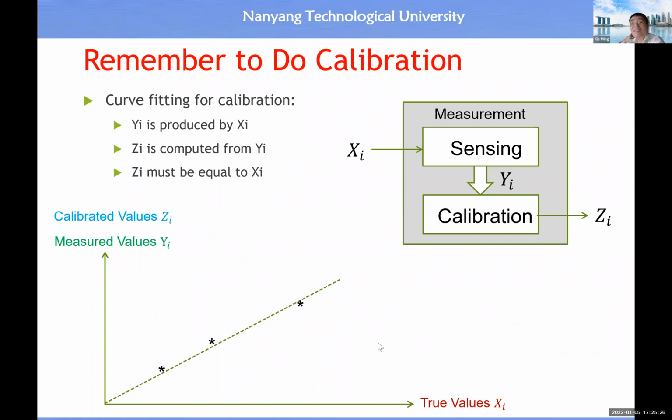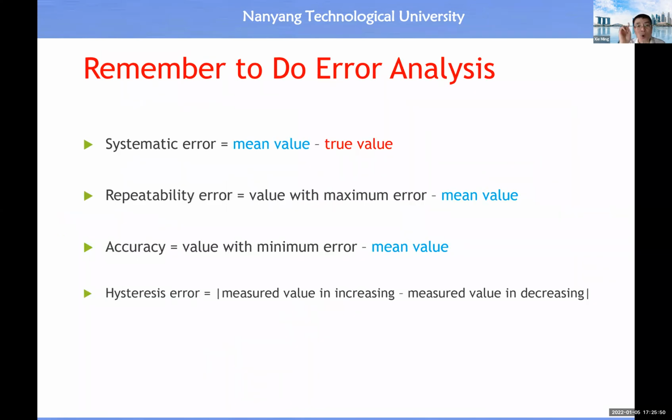Therefore, after calibration, the relationship between XI and ZI will follow this straight line, which is 45 degrees above the horizontal axis. Then, after calibration, your measurement and sensing system should be ready for testing, etc. Always remember to do data acquisition in order to support error analysis, because you need error analysis to know systematic error, repeatability error, accuracy, and in particular, hysteresis error.